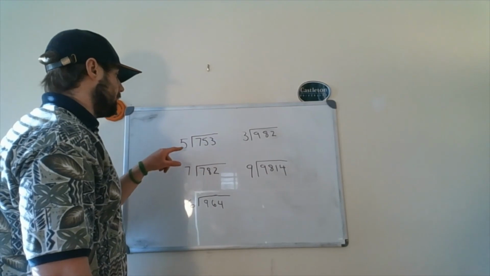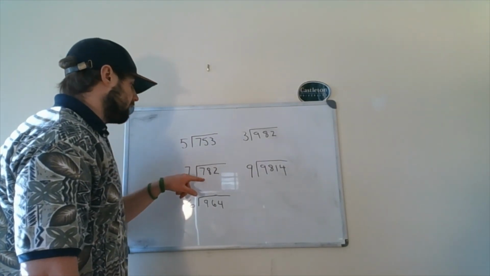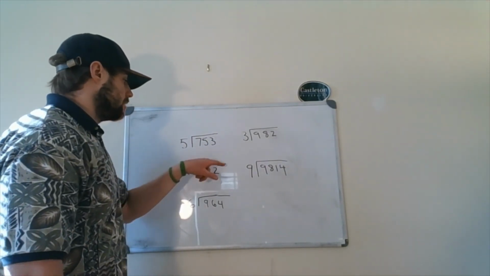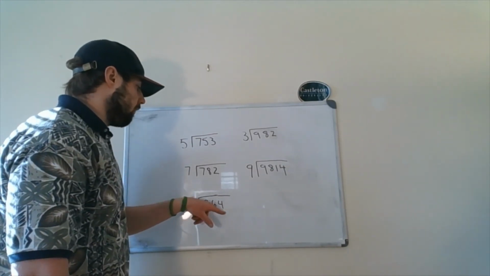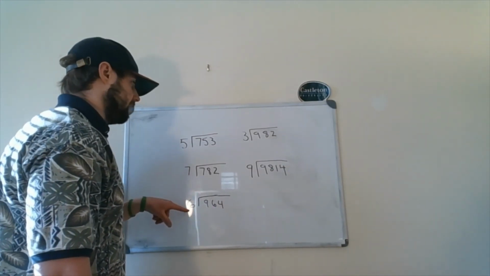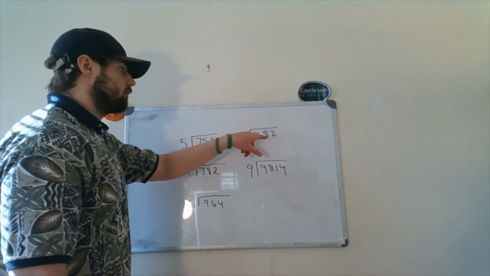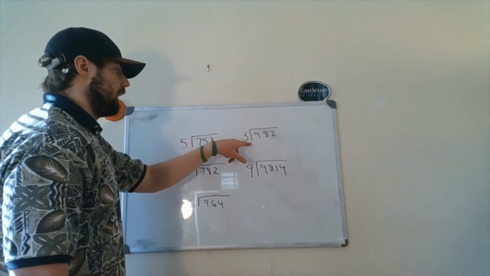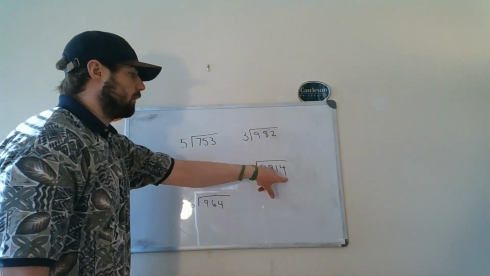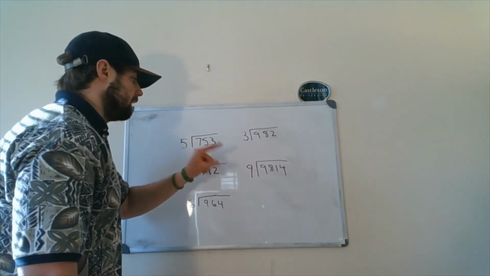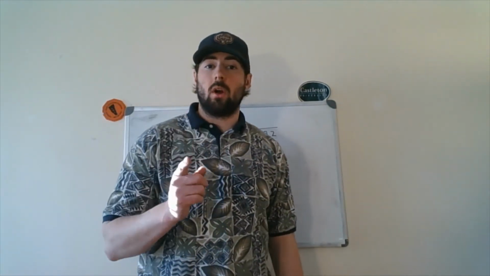753 divided by 5. 782 divided by 7. 964 divided by 6. 982 divided by 3. 9,814 divided by 9. Give them a shot on your own.